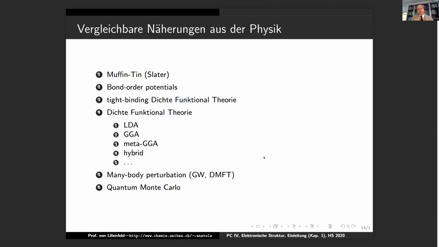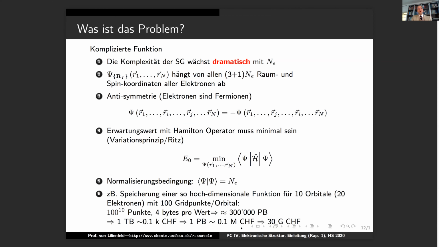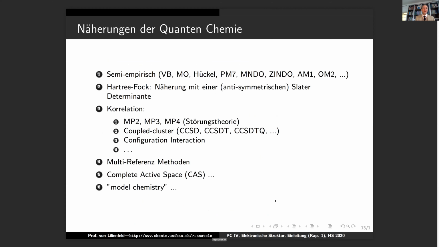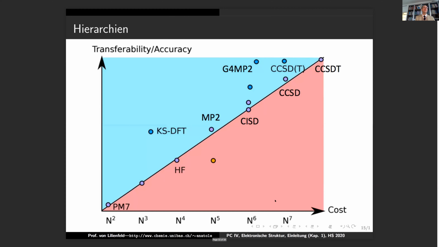And so this is how we avoid in practice this terrible problem of needing 30 billion Swiss francs just to store a 10 electron wave function. So here's a little bit of a cartoon of some of these acronyms I just told you. The accuracy is on the vertical axis, and on the horizontal axis you see how the cost scales with the number of electrons, right?